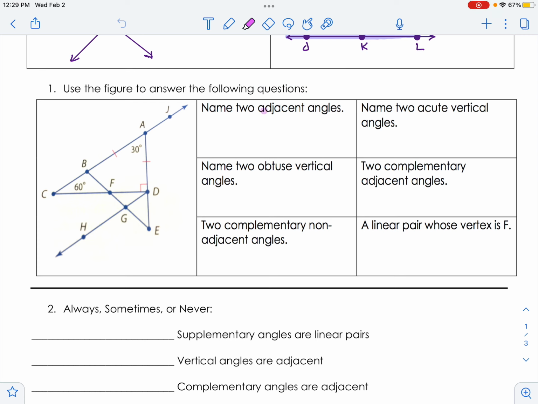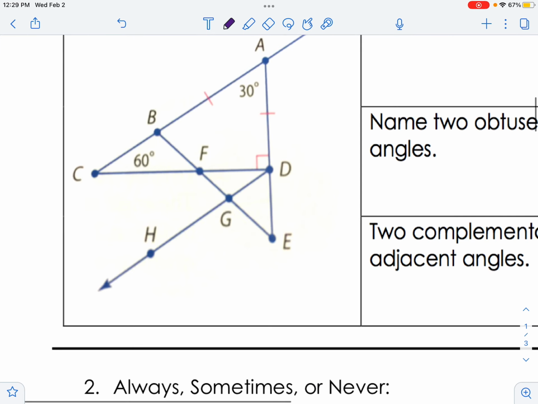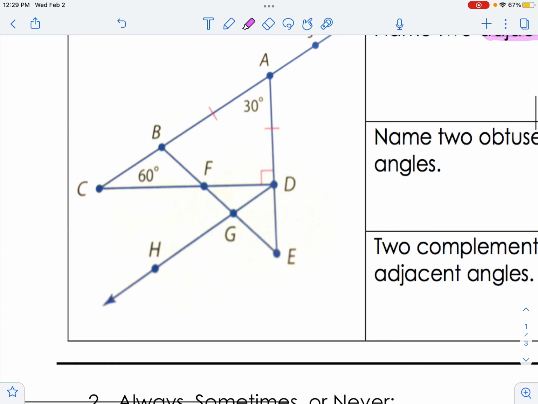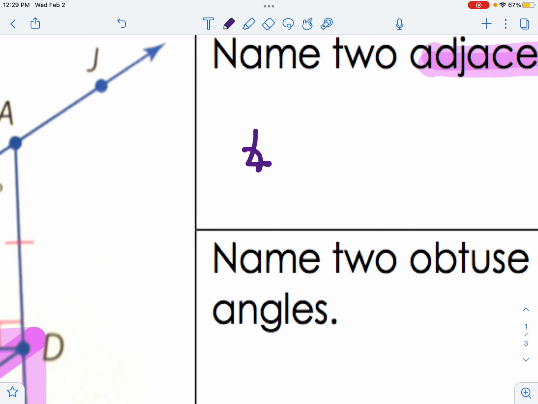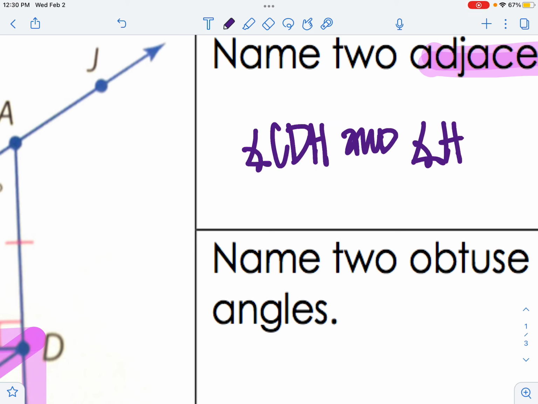All right, so it says to name two adjacent angles, and if you remember, adjacent angles, the quick idea is that they have to be next to each other, okay? So tons of different answers here. I'm going to go ahead and just look at these two angles right here, angle CDG, and then right beside it is going to be this angle HDE. All right, they share a vertex, they share a common side, and they don't have any common interior points. So two adjacent angles could be angle CDH and angle HDE.